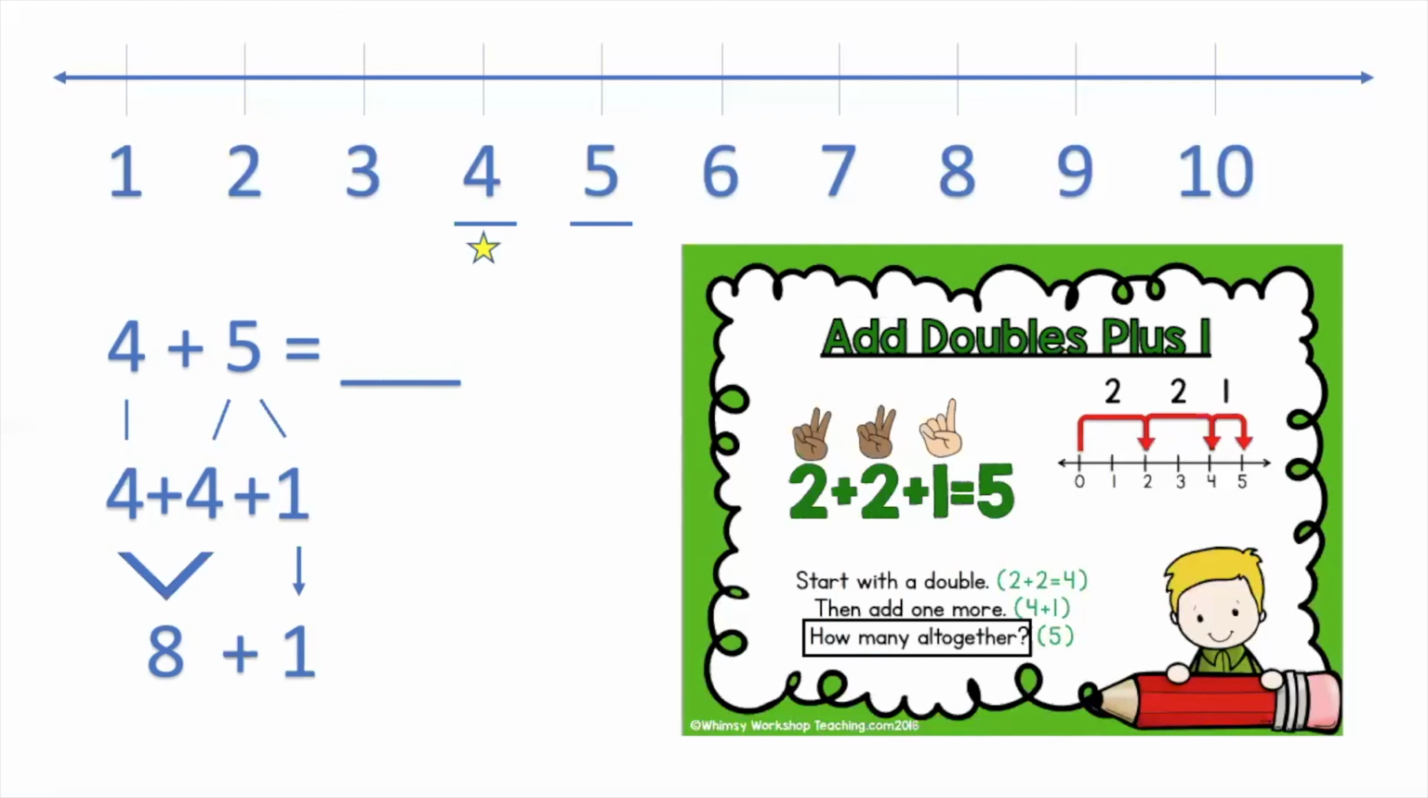How many do we have all together? That's right. 8 plus 1 is 9. So the answer is 9. Say it with me. 4 plus 5 equals 9.